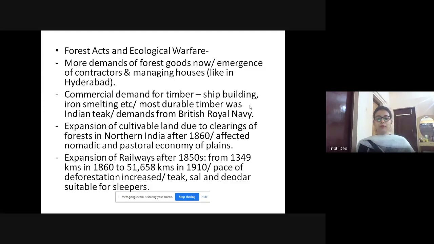Expansion of railways, apart from shipbuilding, expansion of railways after 1850s, and we can see that from around 1,349 kilometers in 1860s to 51,658 kilometers in 1910. So that's the increase in railway line, the kilometers that it increased. So all of this was based on the resource that was drawn from the forest. So the pace of deforestation, matlab forest ko clear karna, lakdi, ped katna, deforestation, wo badhta gaya is period mein aur badhta hi ja raha tha.